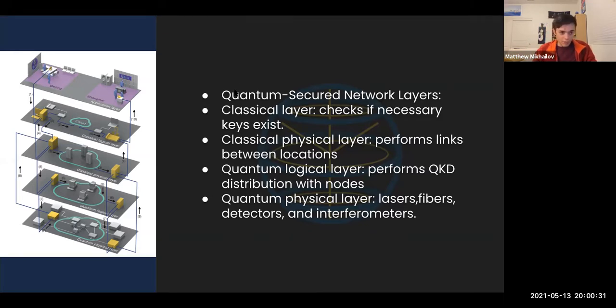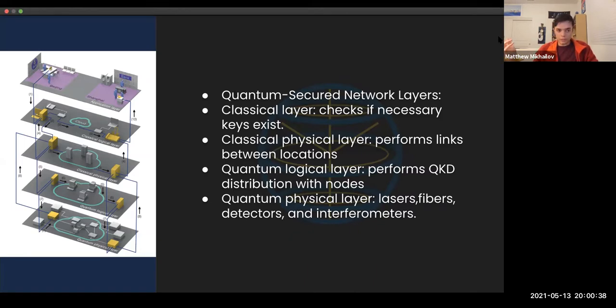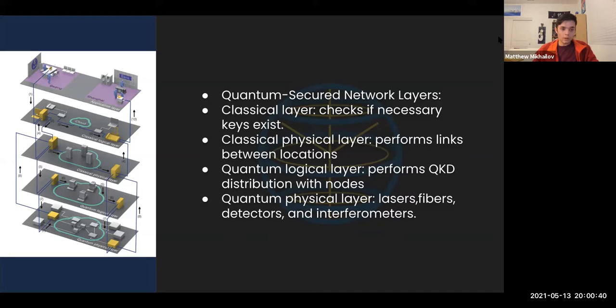Essentially what happens is, in our picture on the left, for instance, a banker or somebody who needs a secure link in Beijing will send a message to their classical logical layer and say, I need a key to connect to my buddy at the bank in Shanghai. If the quantum network is always on, it's always generating new keys, so if they have a key, they'll just give it to them. If they don't, then they'll request a key.